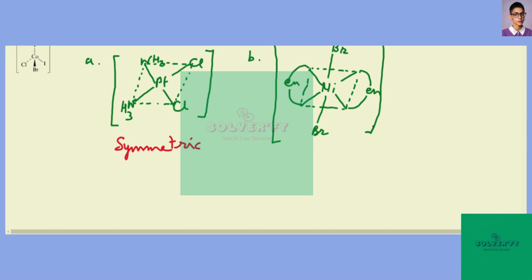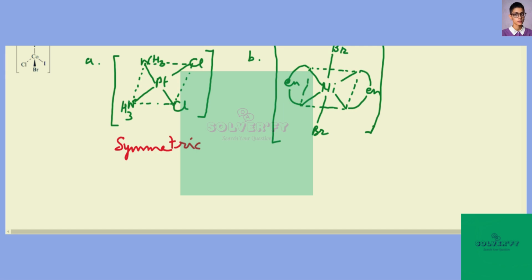And here also there is no charge over it. Trans nickel en ethylene diamine, no charge over it, and when no charge, that means nickel is at +2 oxidation state. So this is the geometry given.